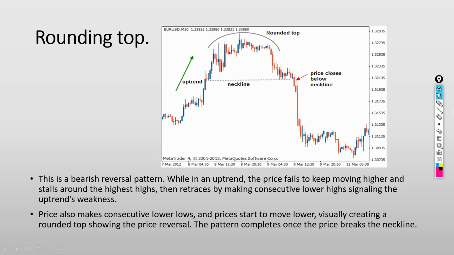So we're looking at the rounding top still. We're saying that it's a bearish reversal pattern, where in an uptrend the price fails to keep moving higher and stalls around the highest highs, then retraces by making consecutive lower highs, signaling that the trend is weakening. So price also makes consecutive lower lows and starts to move lower, visually creating a rounded top, showing the price reversal. The pattern completes once the price breaks its neckline. For example, right here, this is the neckline. When it is broken, this is the entry point, and then we catch the wave down. And this is how the rounded top looked.